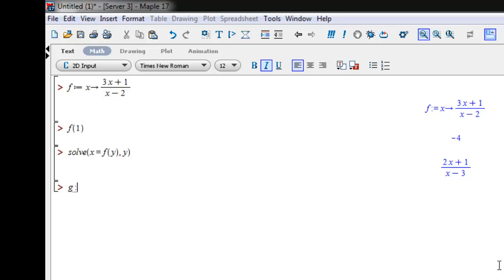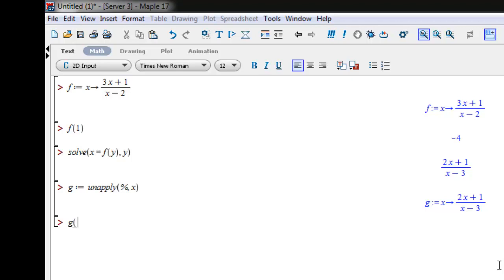So we define g colon equals, and we don't have to type the whole thing again. We can just use the unapply command, %, and we want our variable to be x. What unapply does is it takes an expression, in this case we're using % to reference the most recently evaluated expression, which is 2x plus 1 over x minus 3, and we say we want its variable to be x. And it returns the function x goes to 2x plus 1 over x minus 3.